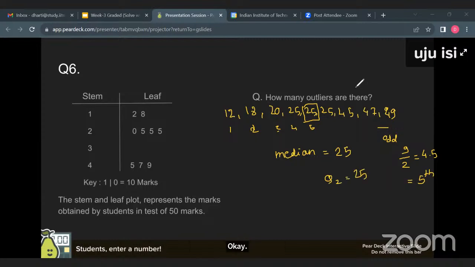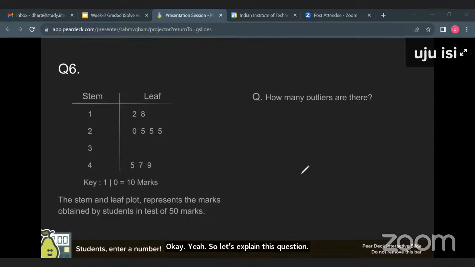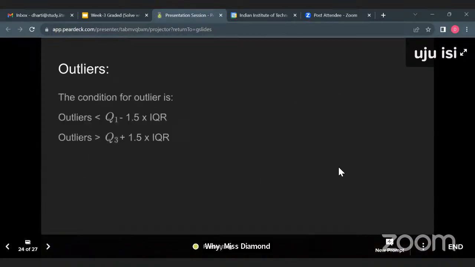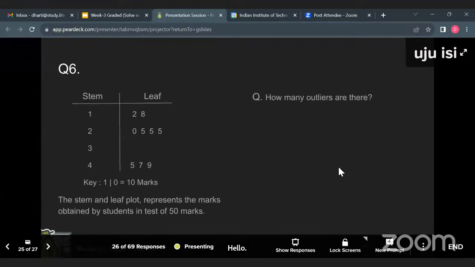So let's explain this question. How many outliers are there? 0, ma'am. Why is it 0? What are your limits? You might have calculated these values. Lower is -10, ma'am, and upper is 75, ma'am. Okay.